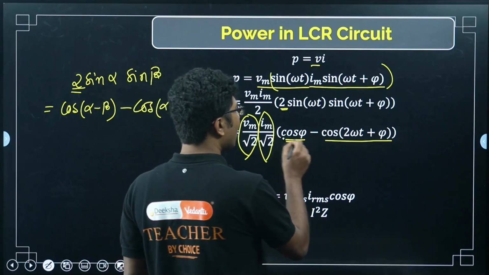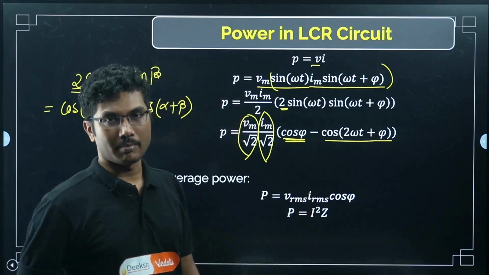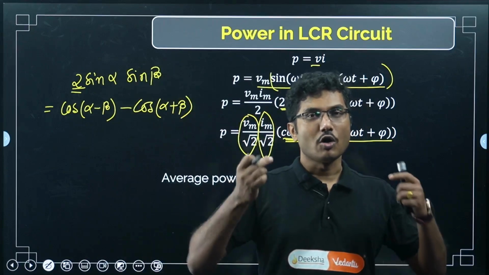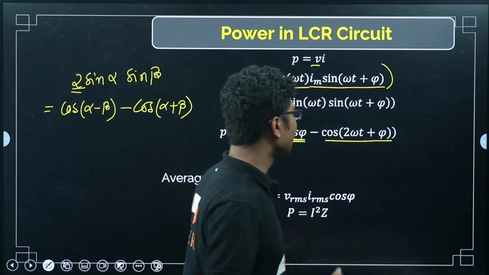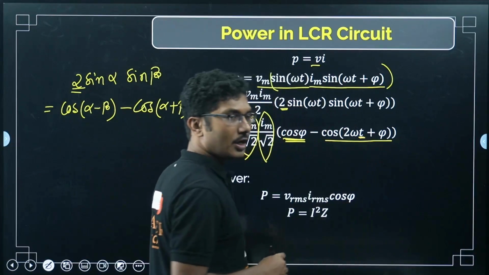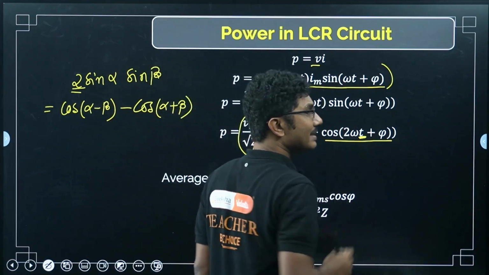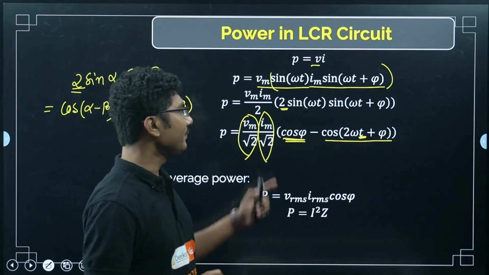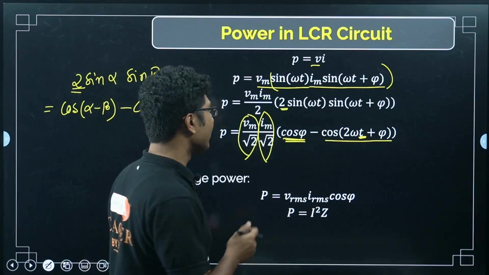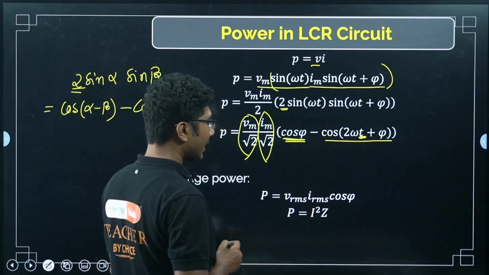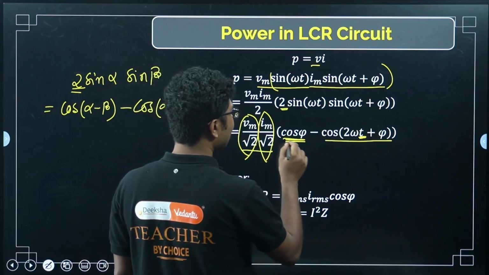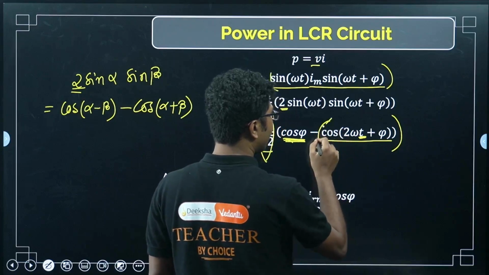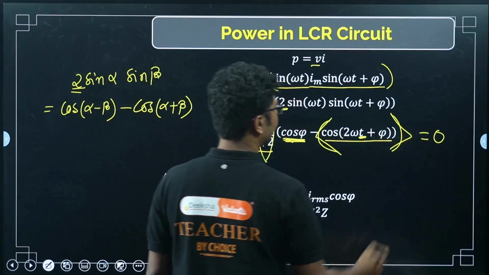No, this cos phi is a constant cos. This is a constant number, and the average of a constant is constant. I told you last class also, the average of a constant number is constant. This term is varying with time, so there is a time dependency involved with this term only. This term has no time dependency. So when you are trying to find the average of this power, we can write VRMS IRMS times this cos phi, and this term will become 0. If you take the average of this term, it will be 0.